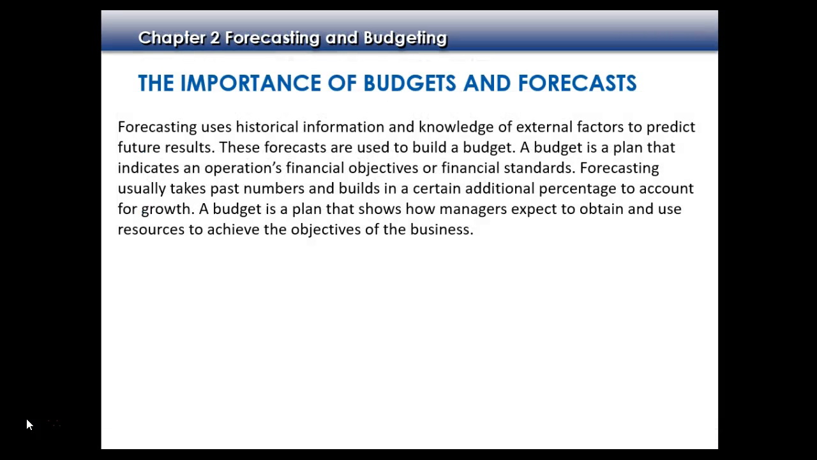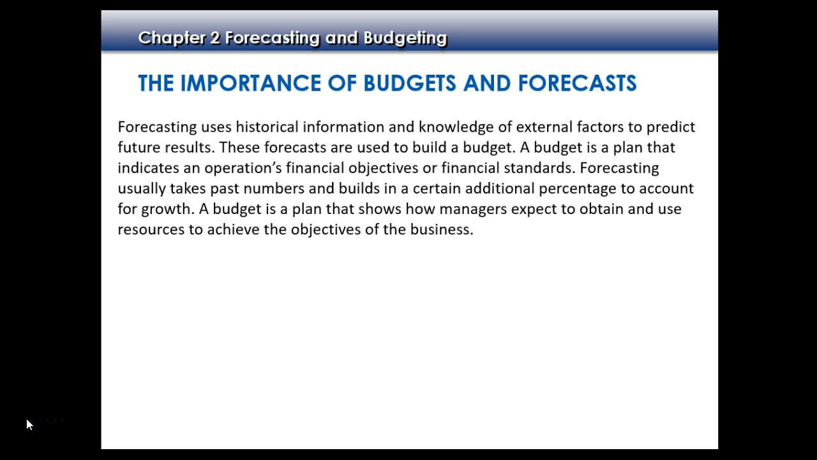So we slightly went over what budgets and forecasts are. Forecasting uses historical information and knowledge of external factors to predict future results. These forecasts are used to build a budget. So we need to make sure we have accurate forecasting in order to build an accurate budget. A budget is a plan that indicates an operation's financial objectives or standards. Forecasting usually takes past numbers and builds in a certain additional percentage to account for growth.